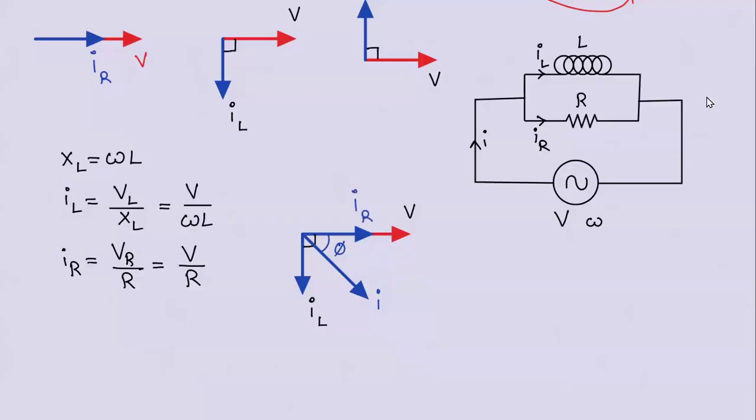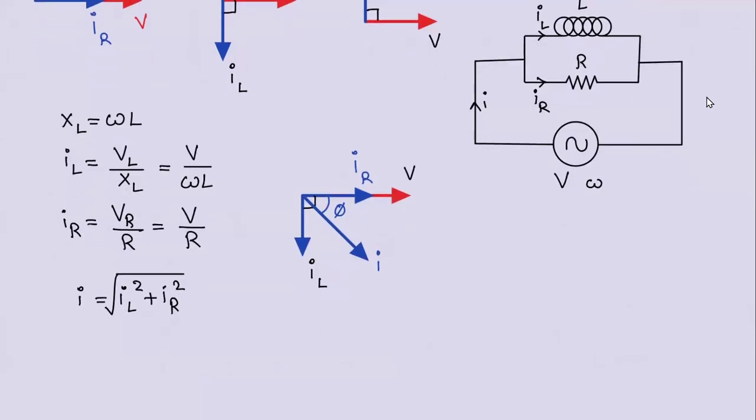Let us move this IR here. Good. Phase angle, what will it mean? Phi. Now we can continue. How to calculate I, vector addition? I is equal to the square root of IL square plus IR square. Point number 1. Next, tan phi. Tan phi is equal to IL by IR.